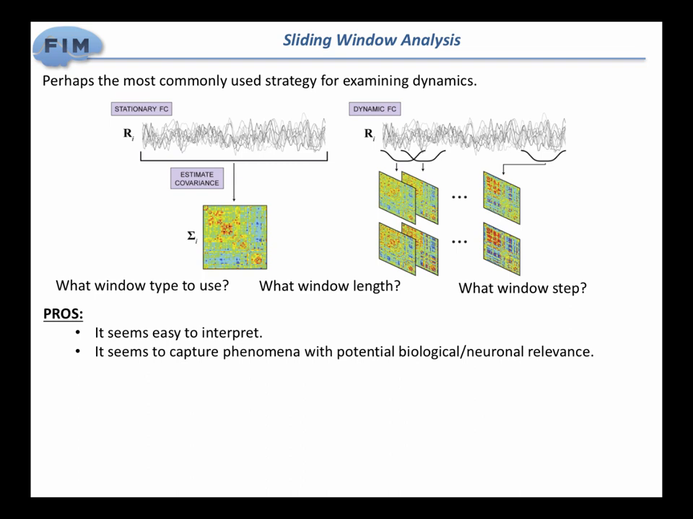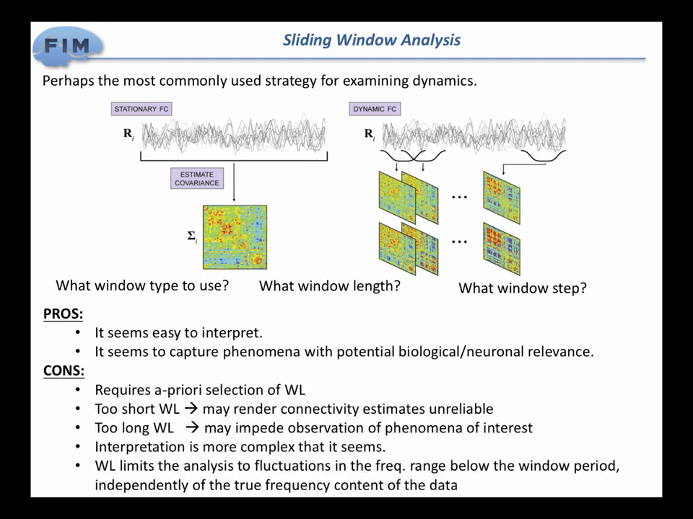So what are the pros of a sliding window analysis? It seems really easy to interpret, which is a big word there, okay? And there have been studies that look like they can capture phenomena that are potentially biologically and neuronally relevant. So those are good things. Now, it requires a series of a priori decisions, like the window length, the shape, and so on. As I said, if you go too short, you might have unreliable estimates. If you go too long, you might impede observation, but the interpretation is a little bit more complex than it seems. And I'm going to go into this in a second.